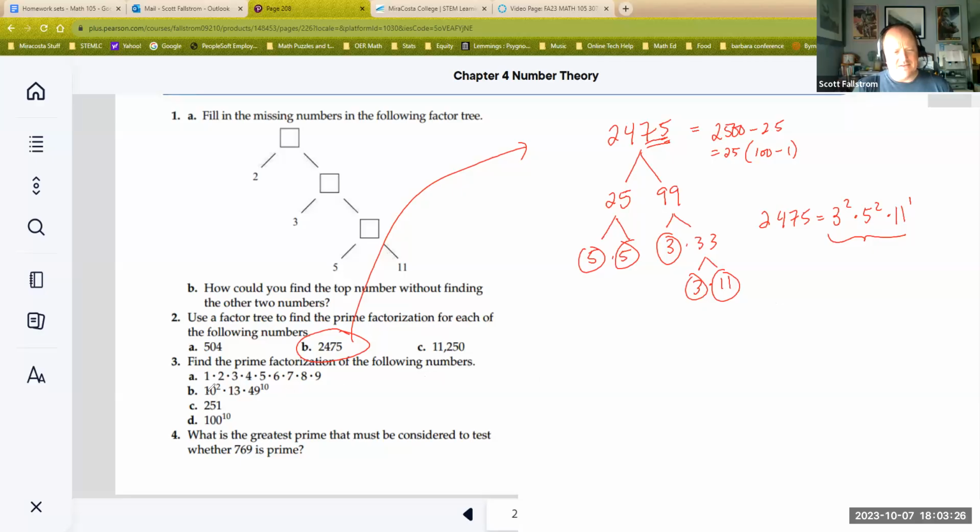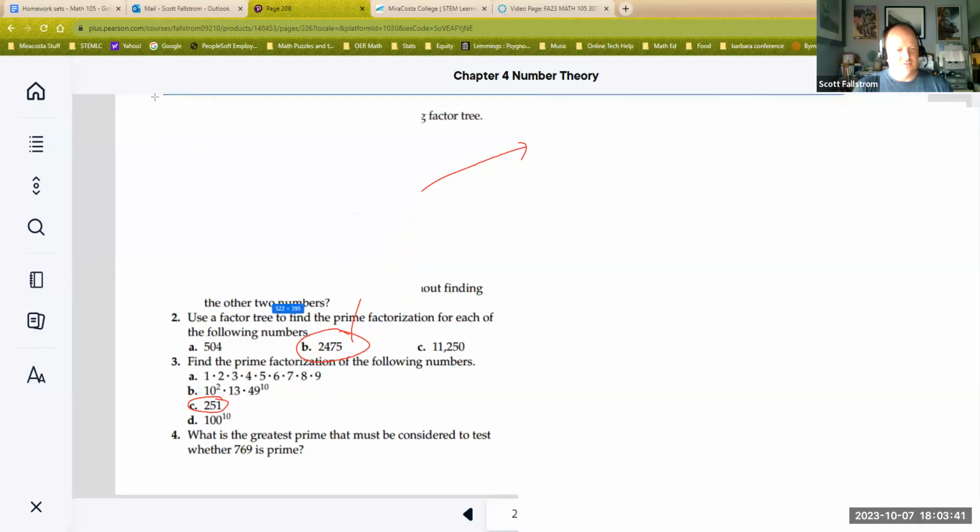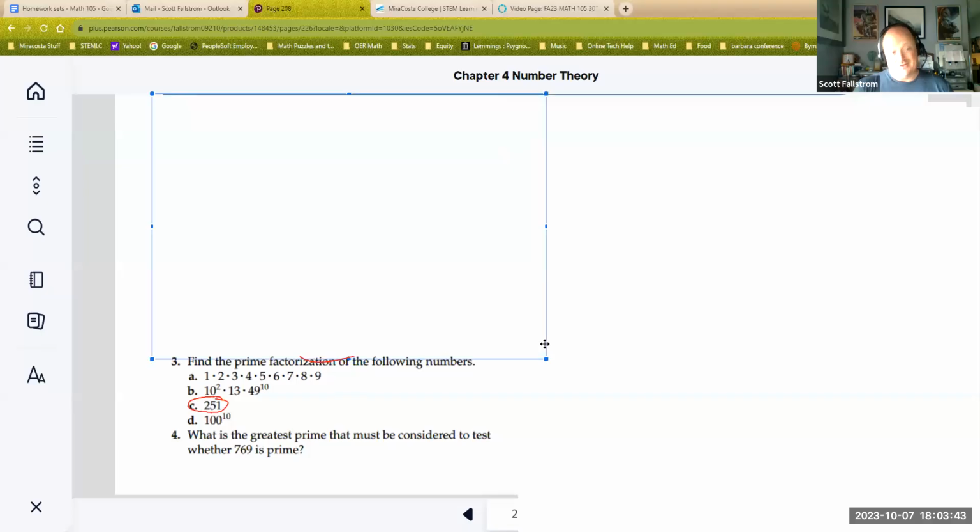Now they do the same thing down below, like for the number 251. Once you start getting into exponents, the factor tree is really not that helpful anymore. So why don't we jump in and do at least one of these other ones where it has nothing to do with a factor tree?